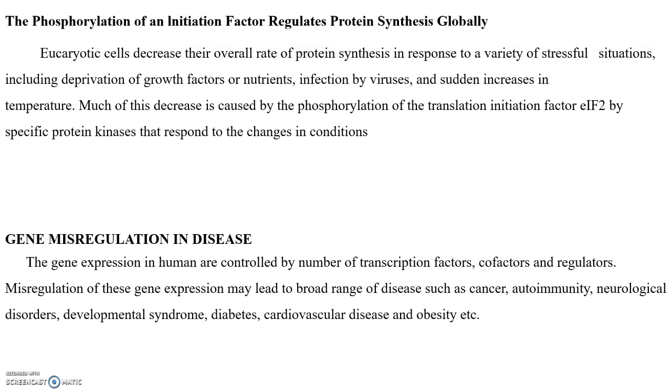The phosphorylation of an initiation factor regulates protein synthesis globally. Eukaryotic cells decrease their overall rate of protein synthesis in response to a variety of stressful situations, including deprivation of growth factors or nutrients, infection by viruses, and sudden increases in temperature. Much of this decrease is caused by phosphorylation of translation initiation factor eIF2 by specific protein kinases that respond to the changing conditions.